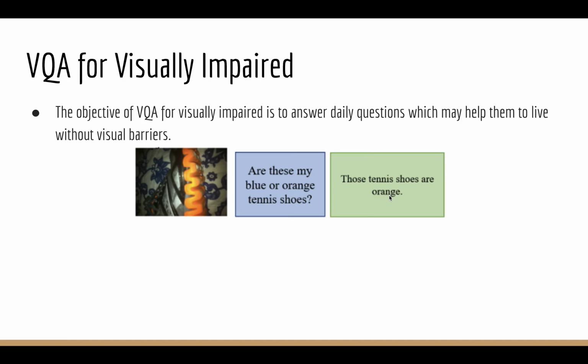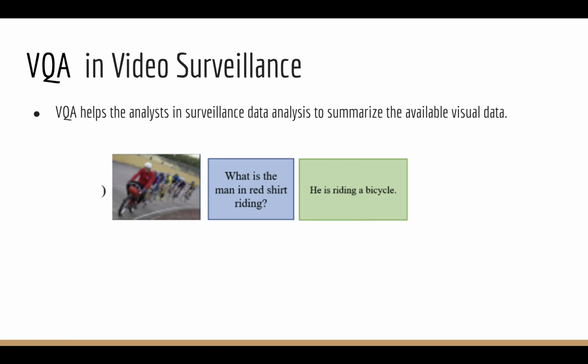Coming to the next field, VQA in video surveillance scenarios. VQA helps the analysts in surveillance data analysis to summarize the available visual data. The adoption of VQA in video surveillance scenarios may help operators to enhance the understanding of a scene, thus helping them to take fair and faster decisions.